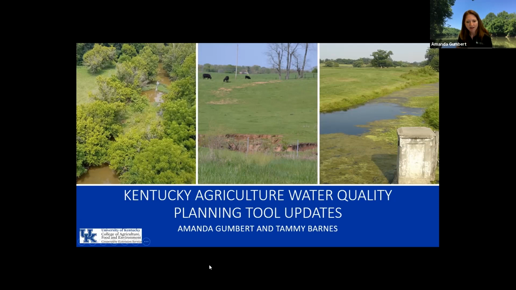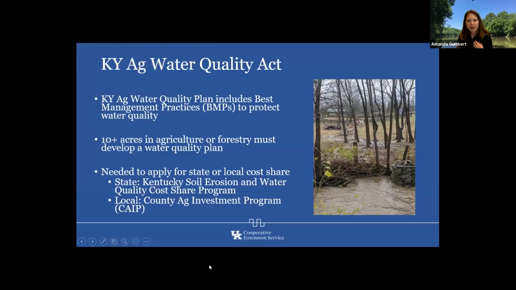But we're going to talk about the Ag Water Quality Plan. And the Ag Water Quality Act is the piece of legislation that created the Ag Water Quality Plan in Kentucky. So this was developed and passed into law in 1994. And it says that any farmer or landowner that has 10 acres or more involved in agriculture or forestry needs to develop an Ag Water Quality Plan. And that plan is also needed for applying for state or local cost share programs.